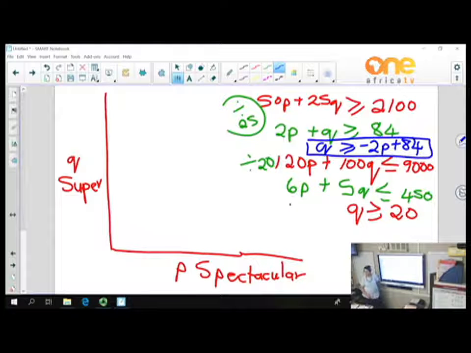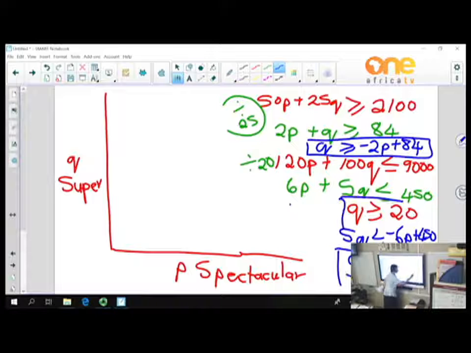Standard form, this one, what is this one going to be? 5q is less than or equal to negative 6p plus 450. And divide by 5, so q is less than or equal to negative 6 over 5 p plus 90. So this is the next one that we're going to draw, and there's the third one. Those are the 3 inequalities that you're going to draw. You need those inequalities, otherwise it's difficult.